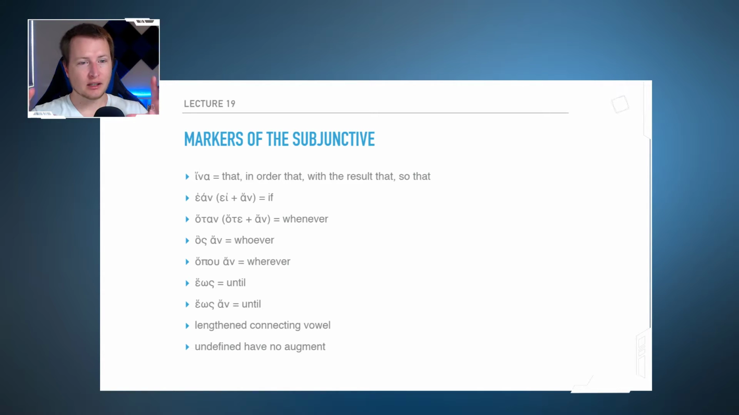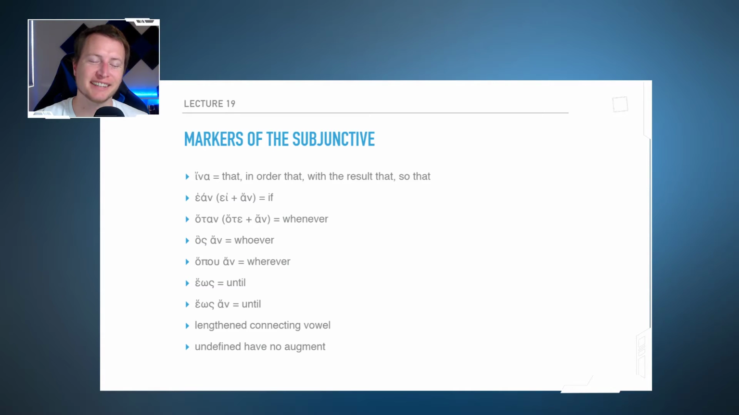Eán. It's actually ei, if, plus án, ever, if ever. Well, we'll just translate it if. Then there's hótan. Hótan means when, án is ever, whenever. Hós án, hós is who, án is ever, whoever. Hópou án. Hópou is where, plus án ever, wherever. Héōs, until. Héōs án, also until. Because you're not going to say until ever. The other clues are lengthened connecting vowels. And then, of course, the undefined have no augment. Plus, you'll see the lengthened connecting vowel, and boom, you'll be like, hey, that's subjunctive.